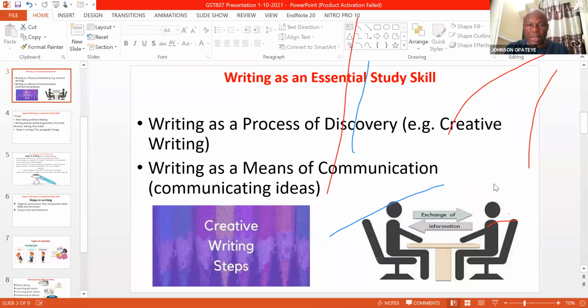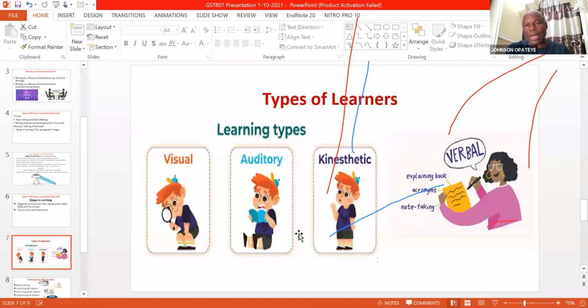Thank you very much, Mrs. AJ, for such a wonderful contribution. So let's quickly summarize what we have said. All of you are good, and therefore you have really done the job. Just to summarize, we said that we have learning types. We have the visual, the auditory, the kinesthetic, and we also have the verbal learner.